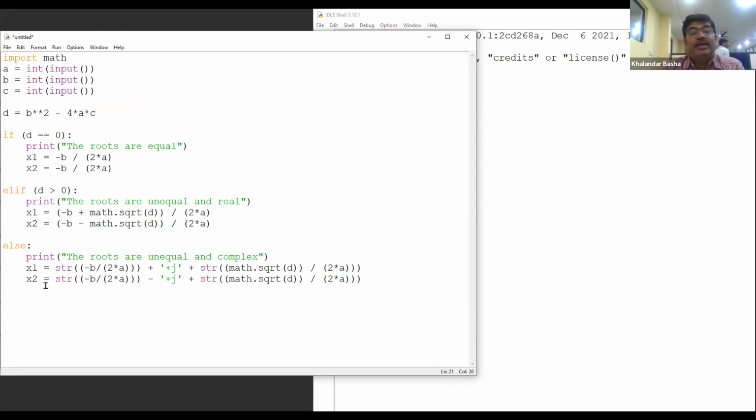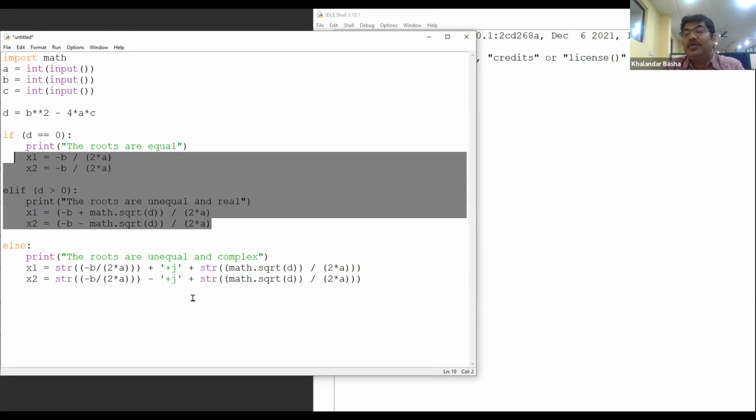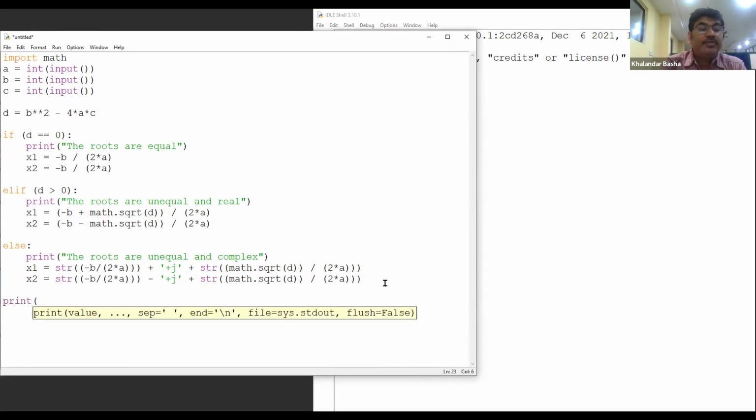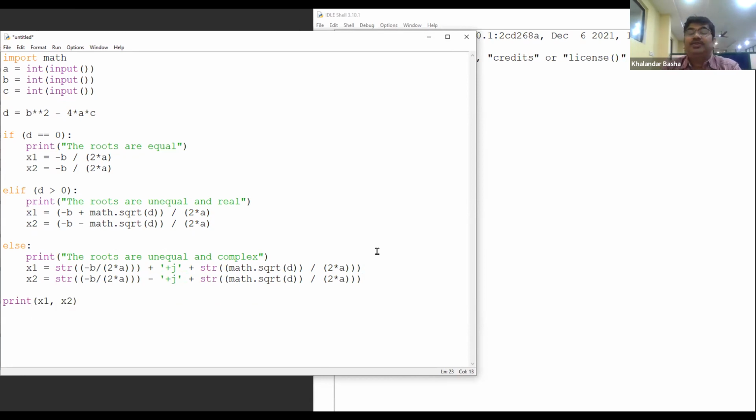Now I'm going to print the roots are x1 and x2, whereas in these two cases it is not required to convert the x1 and x2 values to string. So at the end, we will write a print statement: print x1 comma x2. Now we will run this and see if any errors are there.